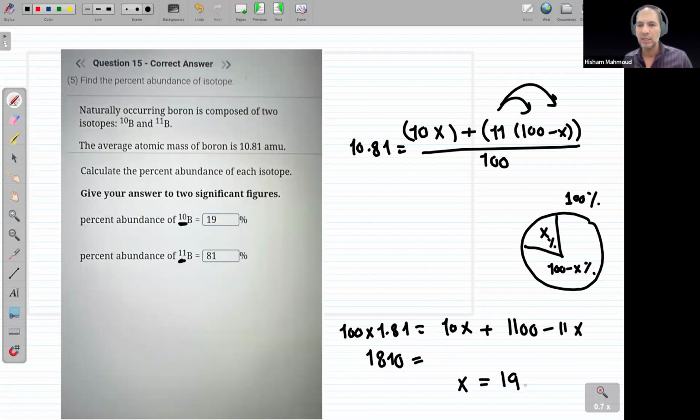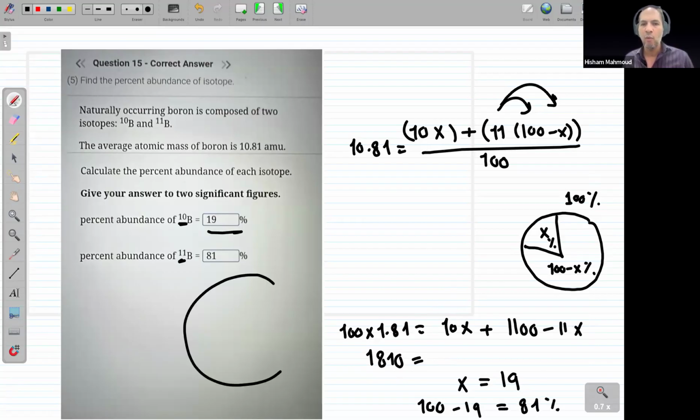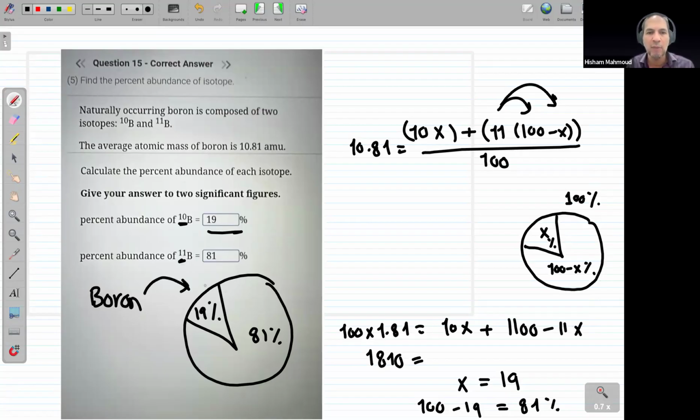And since one of them is 19, the other one is 100 minus x, so 100 minus 19, that's equal to 81%. So it turned out that one of them is 19% and the other is 81%. That's the abundance, or how much every isotope is available in nature. If you counted all the atoms of boron in nature, you will see that 19% of them weigh 10 AMU, while 81% of them weigh 11 AMU.